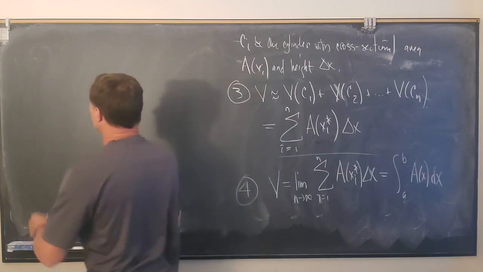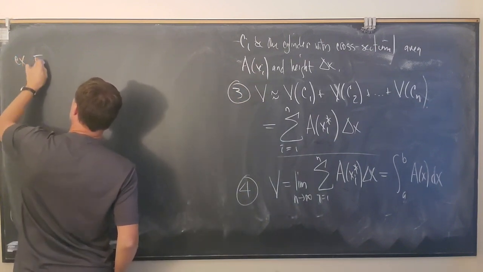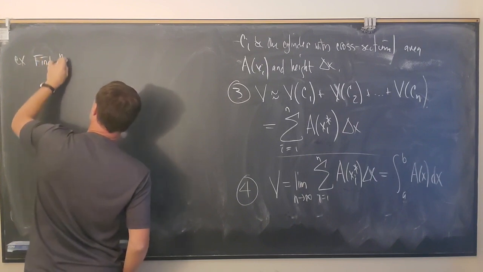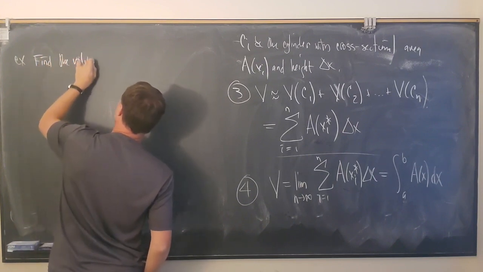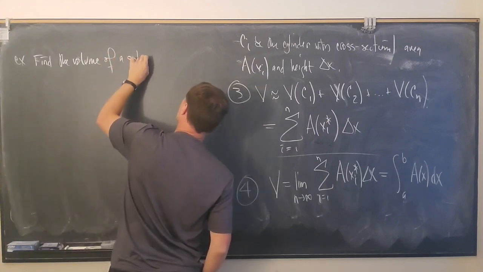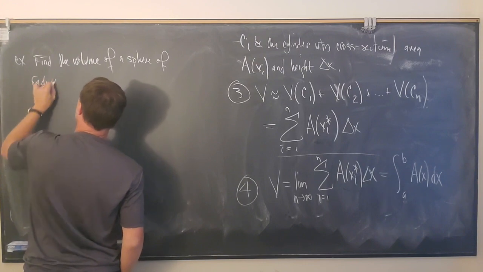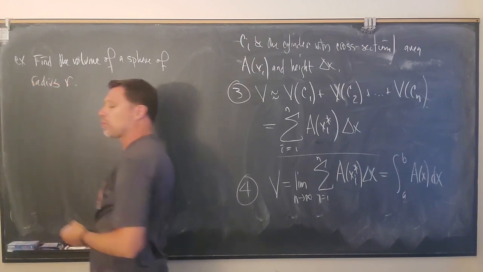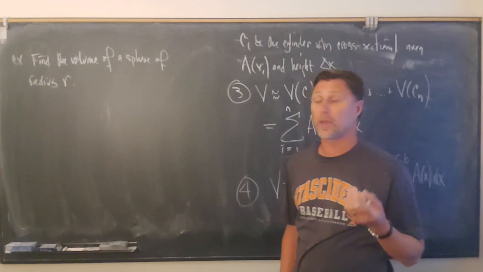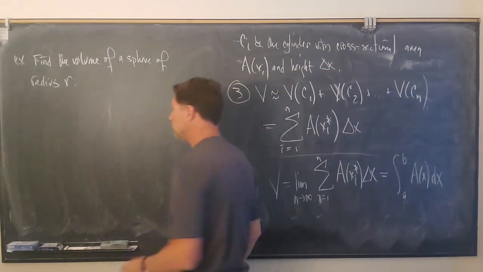So as a first example, let's find the volume of a sphere of radius r. Probably everybody here knows the formula for the volume of a sphere. Let's actually see why that's the right formula.